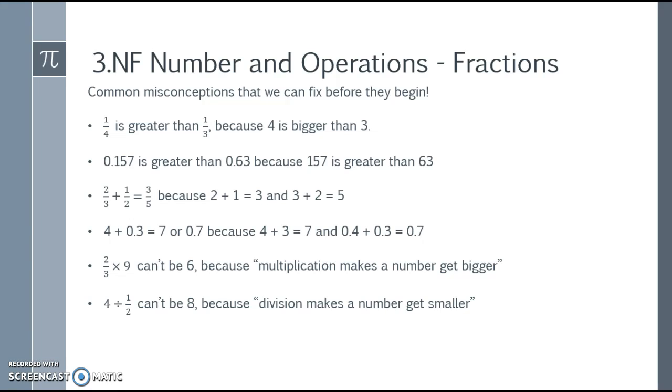which it is, so I'm not sure why I put that one there. Scratch that. 2/3 times 9 can't be 6. Heavens no, because multiplication makes a number bigger, not smaller. Or 4 divided by 1/2 can't be 8, because division is supposed to make a number smaller, not bigger. So many of you may have seen these, and maybe these are some misconceptions you have had to overcome over time.